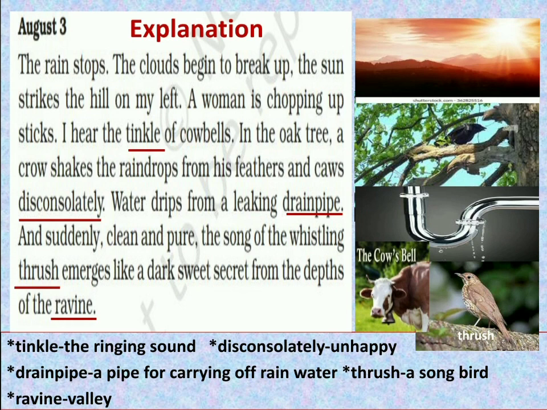On August 2nd, there was continuous rain and it stopped on August 3rd. The clouds began to separate and the sun shone, striking the hill. On the writer's left, a woman was seen chopping sticks and the tinkle of the cowbells was heard. And there was a crow sitting on the oak tree that shook the raindrops from its feathers, and it cawed unhappily. The water dripped from the leaking drain pipe, and that drain pipe carried off rainwater from the building. As everything settled, the song of the small brown bird was heard like a dark sweet secret from the depths of the valley, and the bird song made the writer very pleased.